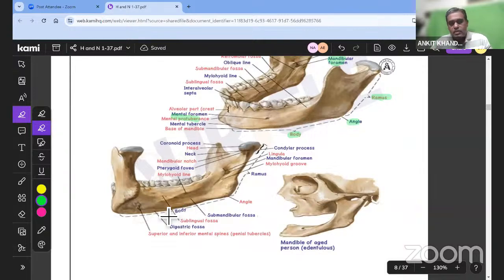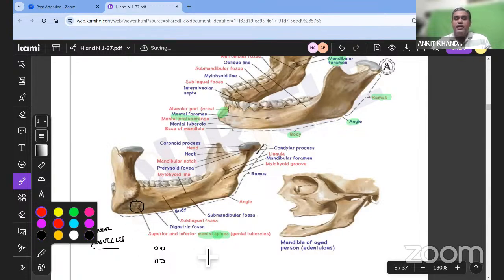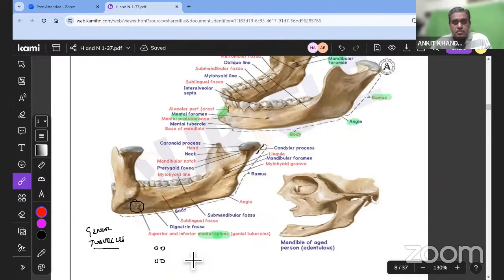If you look at the inside of the mandible, just deep to the mental protuberance, you have some spines. These are known as mental spines, also known as genial tubercles. There are how many? Two pairs. One pair above, one pair below. Now, what is attached over the genial tubercles? That is important, right?